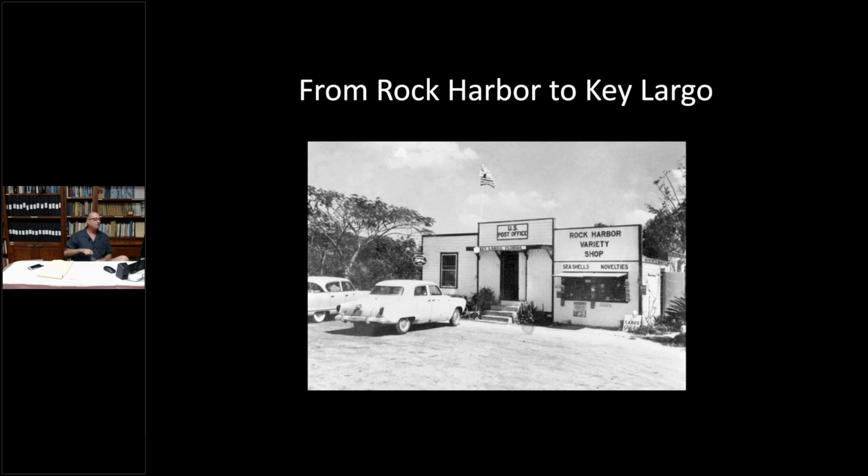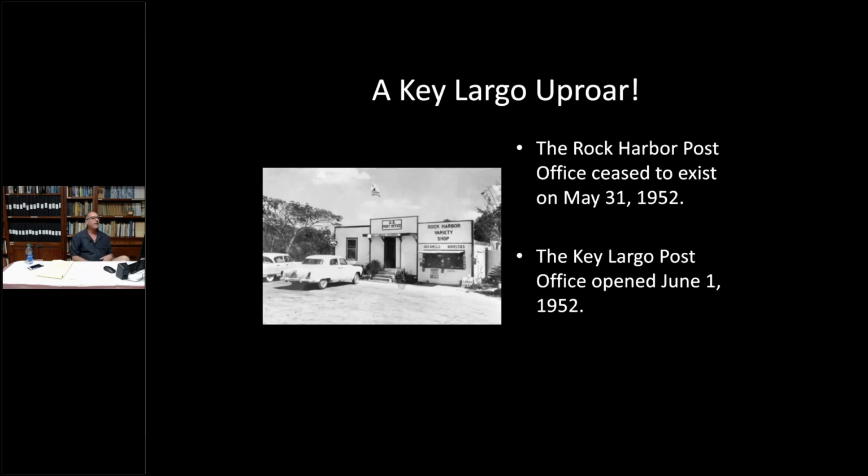So members of the community passed around a petition to have the post office and the city renamed from Rock Harbor to Key Largo. And that happens on May 31st, 1952. The Rock Harbor post office closes for the first time. And on June 1st, 1952, the Key Largo post office opens up, and the Rock Harbor name goes by the wayside. And today the area is known as Key Largo.